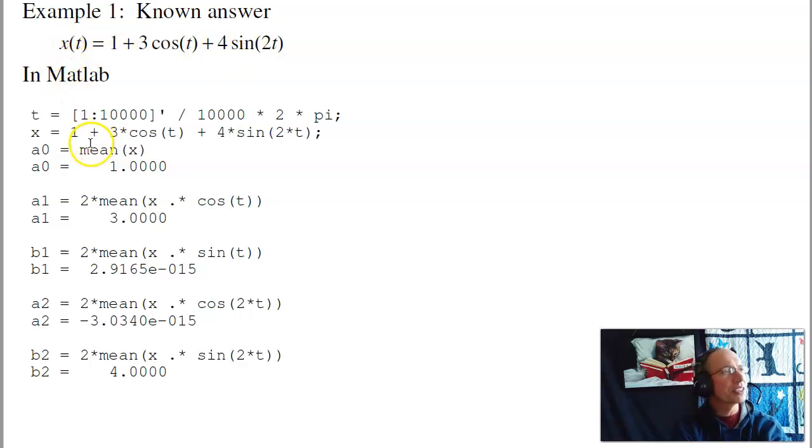The average is a0, and that's one that works. The average of x times cosine will be 3. That matches up. X times sine is 0. There is no sine of t terms. X times cosine 2t is 0. There's no cosine 2t term. X times sine of 2t is 4. So that pulls off the coefficients just fine. That works when I have a function where I know what the answer is.